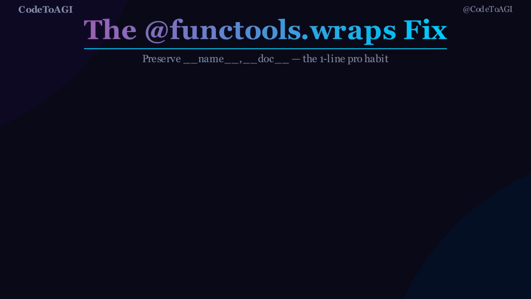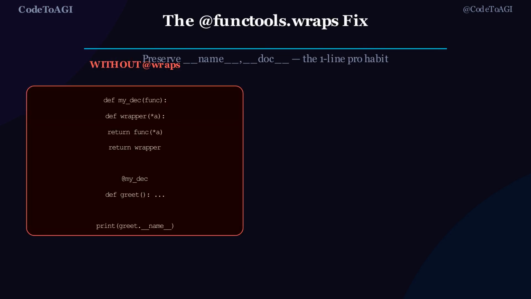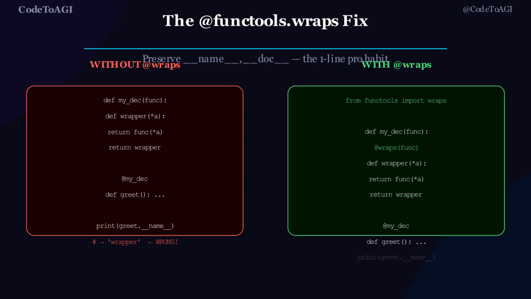Here is the mistake 90% of beginners make. Without functools.wraps, your decorated function loses its identity. Call print(greet.__name__), and you get wrapper, not greet. That breaks documentation. It breaks debugging. It breaks any tool that inspects function names. The fix is 1 line. Inside your decorator, above the wrapper def, write @wraps(func). Now greet.__name__ returns greet. greet.__doc__ returns the original docstring. Everything is preserved. Make this a habit. Every decorator you ever write, add @wraps(func). It costs 1 import and 1 line. It saves hours of debugging.